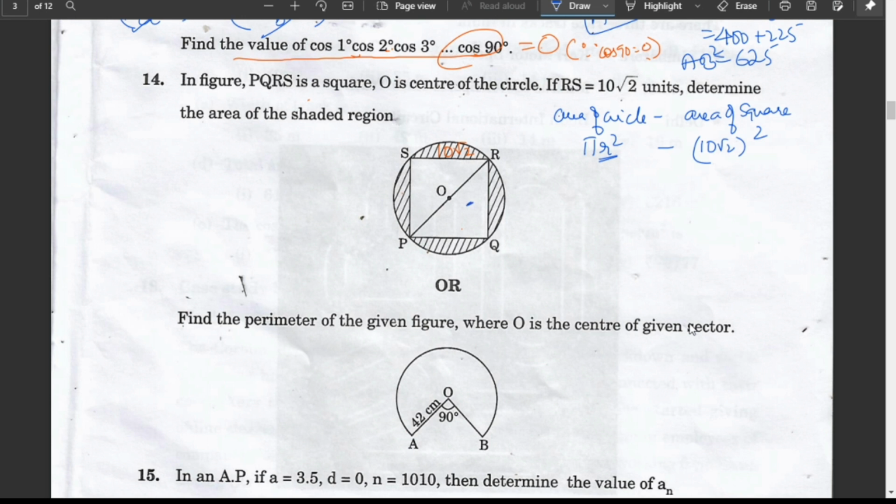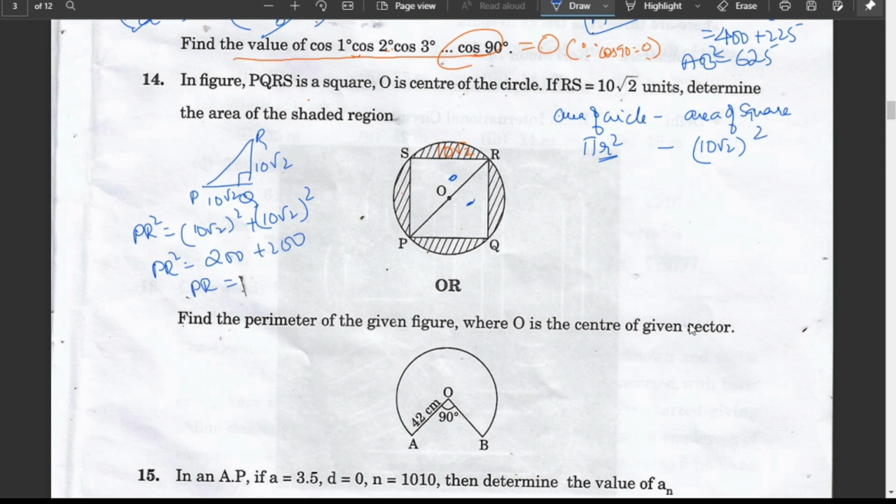You take any of these triangles. So if you take triangle PQR, all sides are equal, 10 root 2. Find PR. PR square is equal to, this is a 90 degree angle in a square, 10 root 2 whole square plus 10 root 2 whole square. You get PR square equal to 200 plus 200. PR equal to square root of 400, that is 20. So PR you are getting 20. Radius of this will be 10.